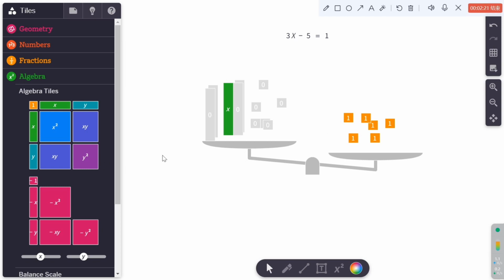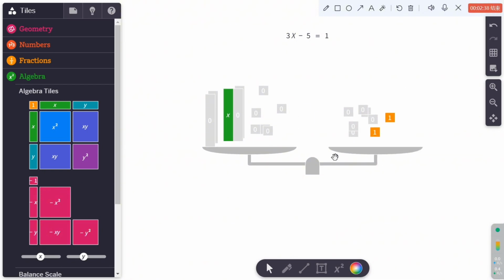And then we also choose the minus 1 to cover, yeah, one by one. Well, now we look at the scale, it's balanced. So the value of x is equal to 2. So anyone, do you understand?